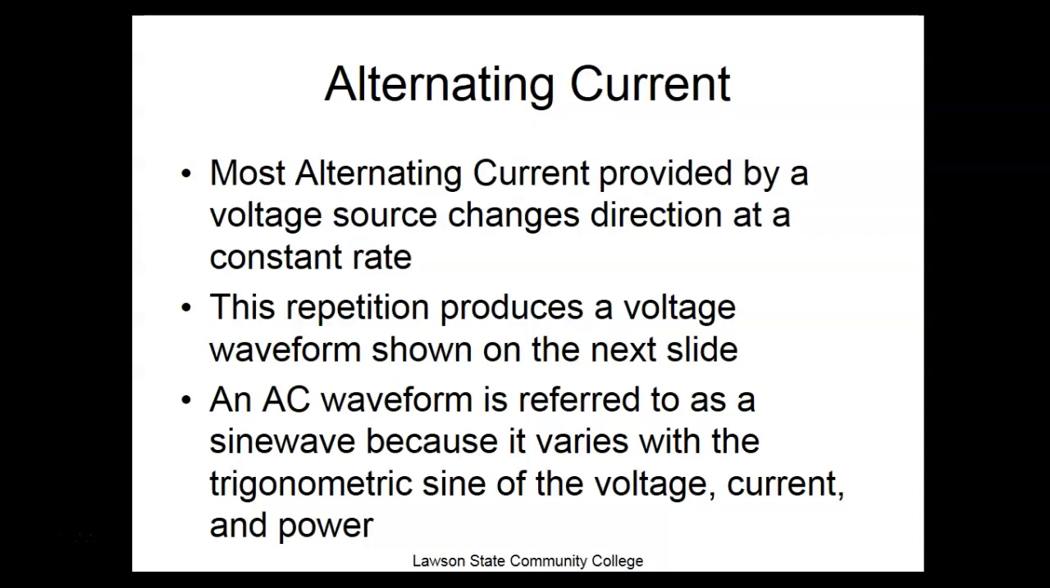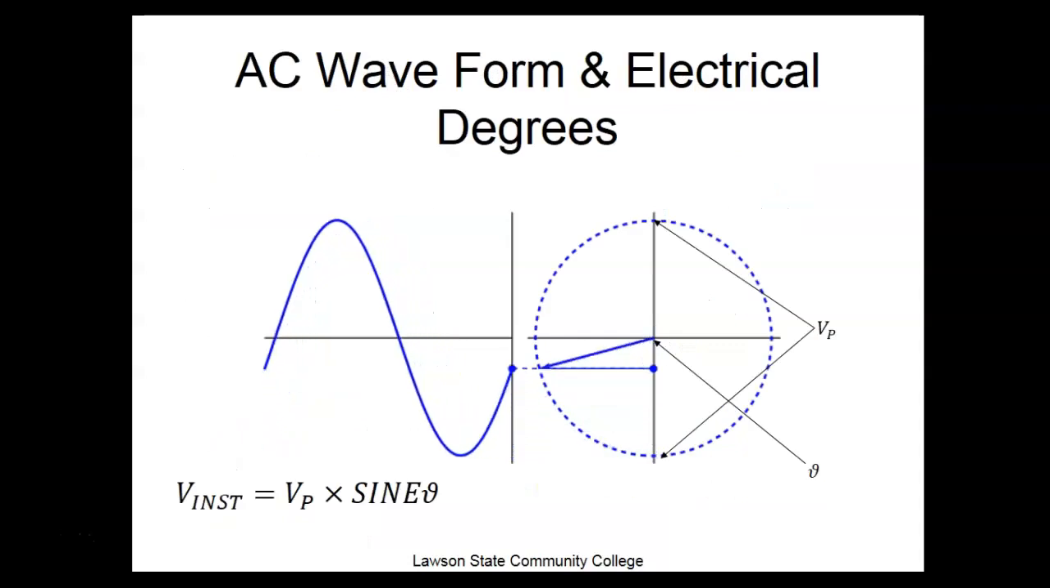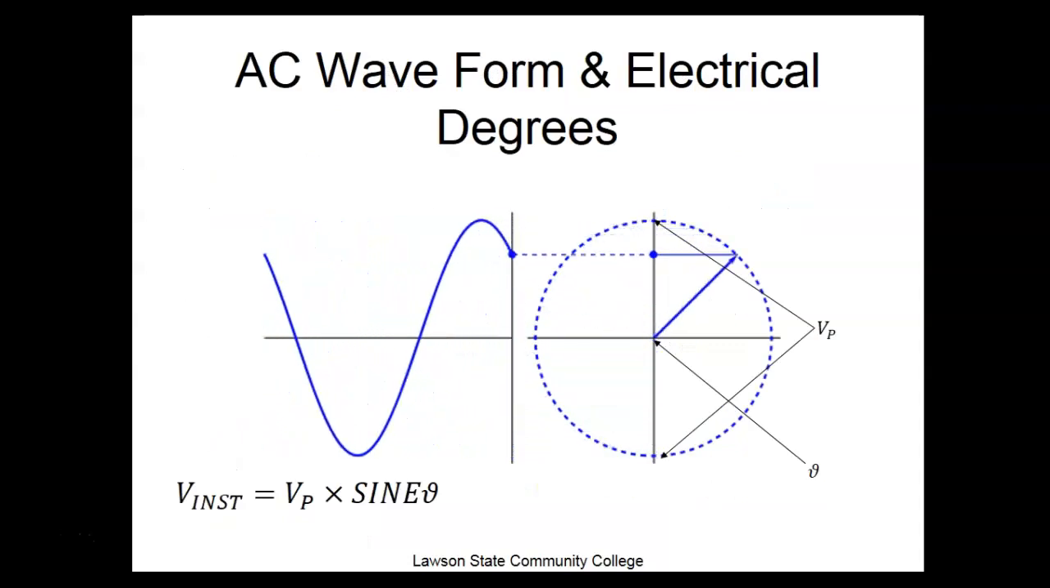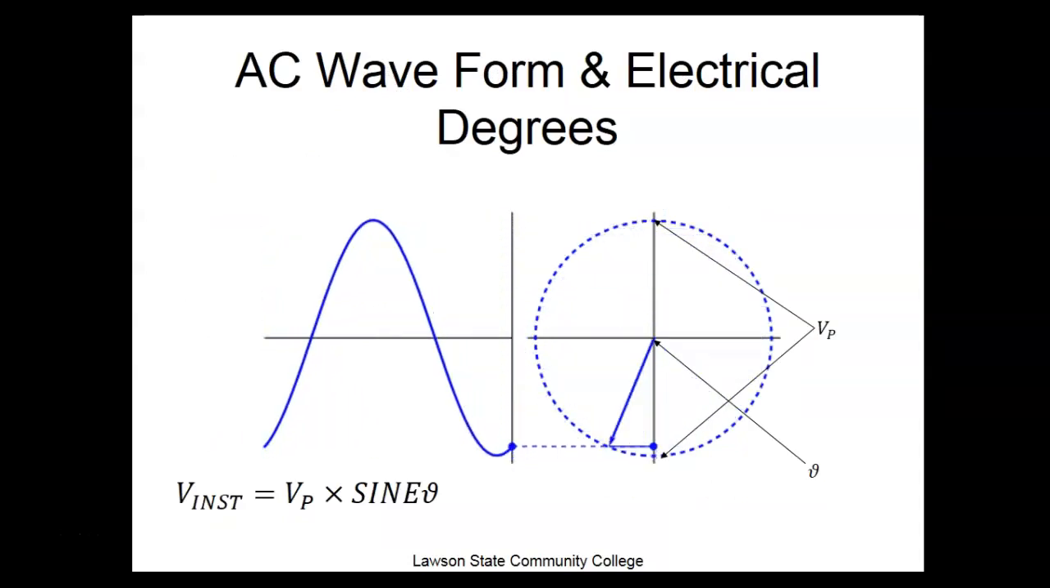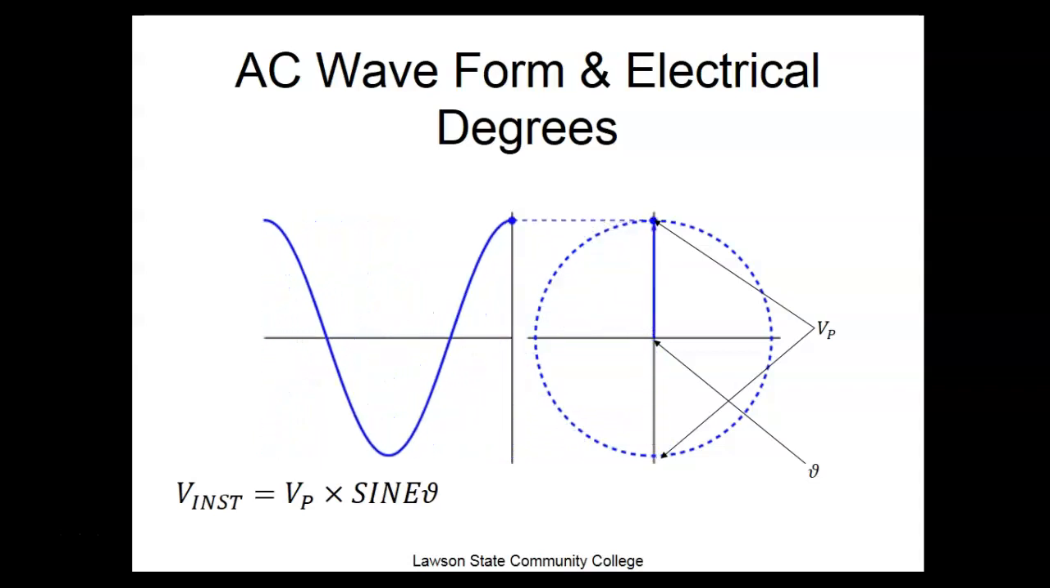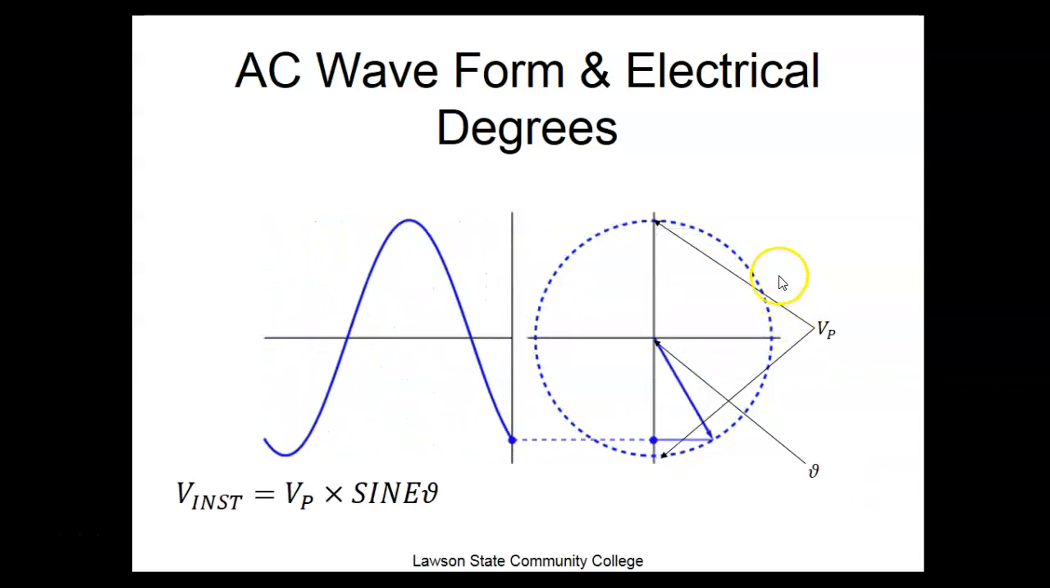This repetition produces a voltage waveform shown on the next slide. An AC waveform is referred to as a sine wave because it varies with the trigonometric sine of the voltage. So some of y'all might take trig, but some of y'all might have had it in high school. But this is what we call a sine wave. So it's generated on a circle.